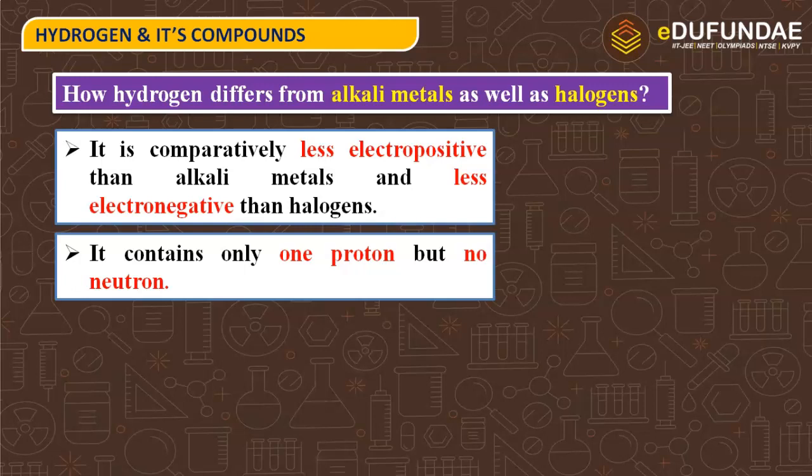Next point is it contains only one proton but no neutron. Yes, hydrogen is having atomic number 1 and mass number 1. And number of neutrons is equal to mass number minus number of protons. That means 1 minus 1, that is equal to 0. So it is having no neutron but one proton.